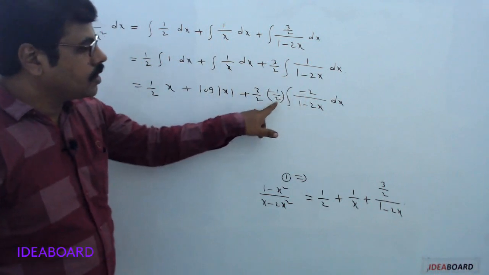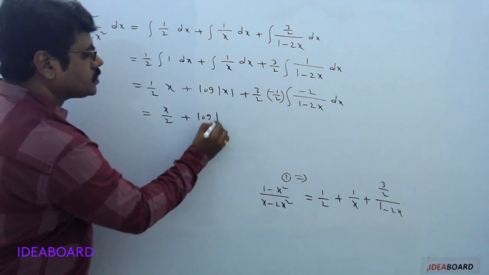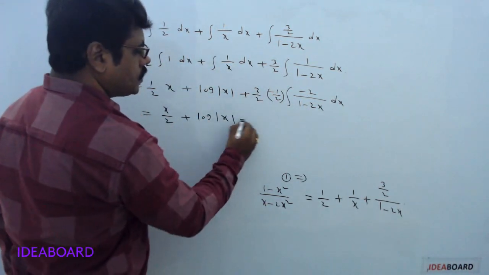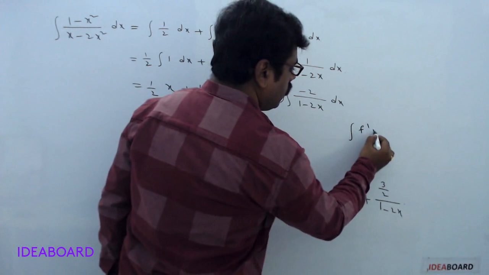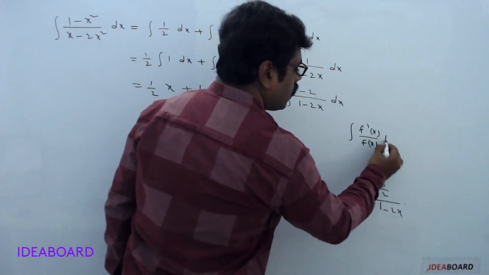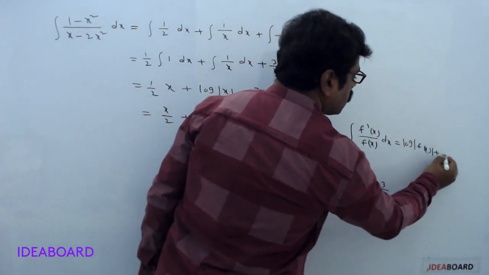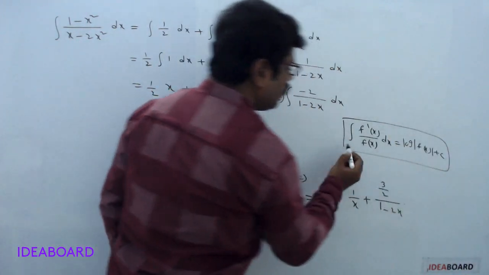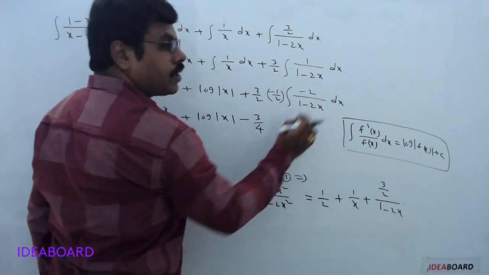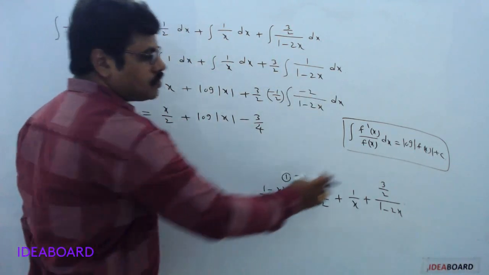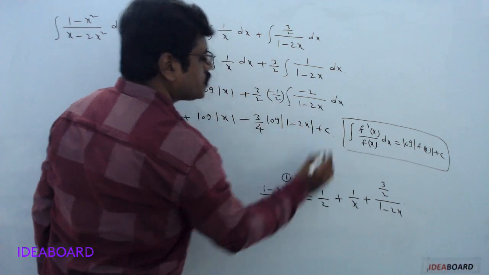Here what I am doing? Multiplying and dividing with minus 2. So this is x divided by 2 plus log mod x, plus into minus, minus 3 by 4 into. Now this term is of the form integral f dash of x divided by f of x dx. What is its formula? Log mod f of x plus a constant c. Derivative of 1 minus 2x is minus 2. Here f of x is 1 minus 2x, f dash of x is minus 2. So use this formula. This is log mod 1 minus 2x plus a constant c.